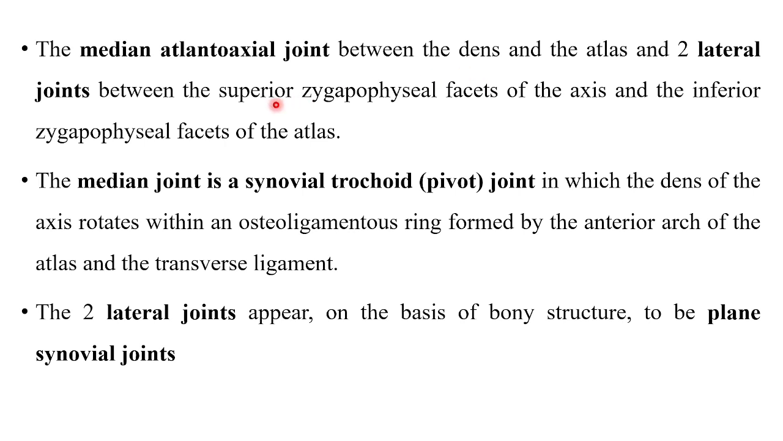The median joint is a synovial joint of the trochoid pivot variety in which the dens of the axis rotates within an osteoligamentous ring formed by the anterior arch of the atlas and the transverse ligament. The two lateral joints appear on the basis of a bony structure and they are known as plain synovial joints. The medial atlanto-axial joint is a pivot variety and the lateral atlanto-axial joint is a plain synovial joint variety.